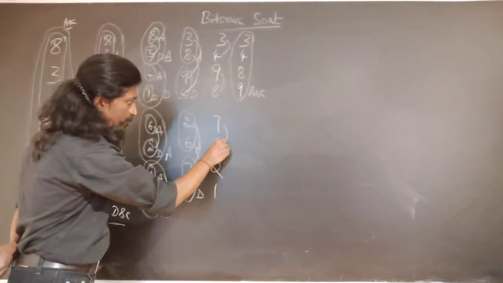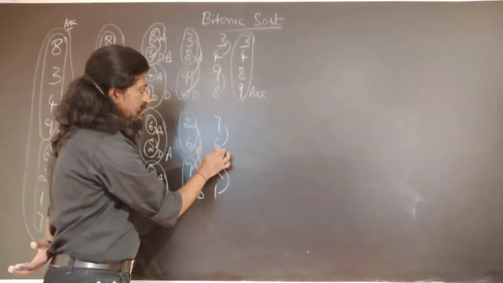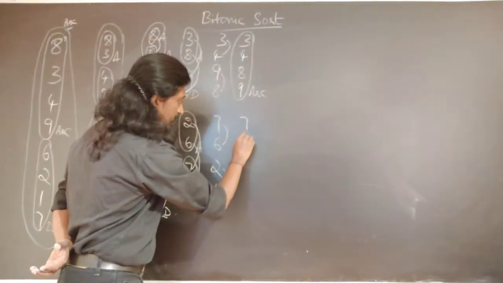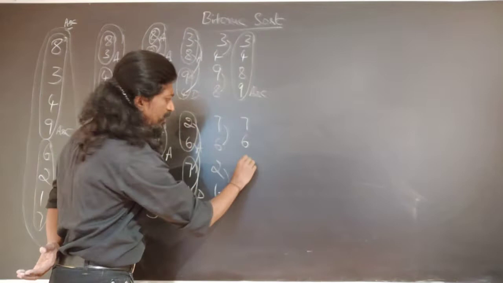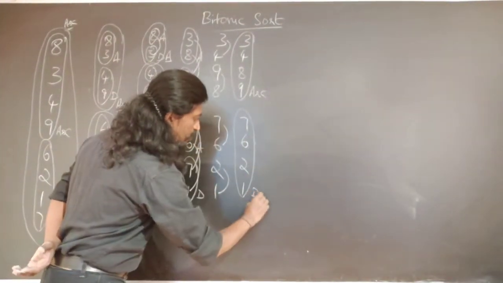That is, we need to compare these 2 elements and we need to compare these 2 elements. So when 7 and 6 are compared, we see that they are sorted. 2 and 1, they are sorted. So now we have the subarray of size 4 which is in descending order.